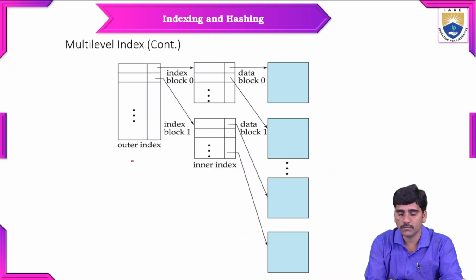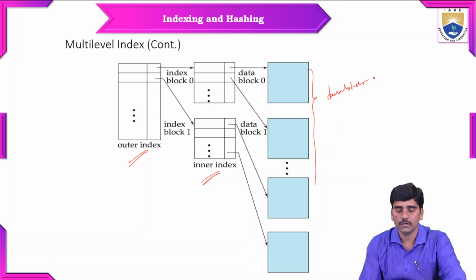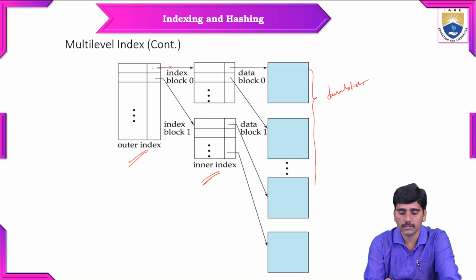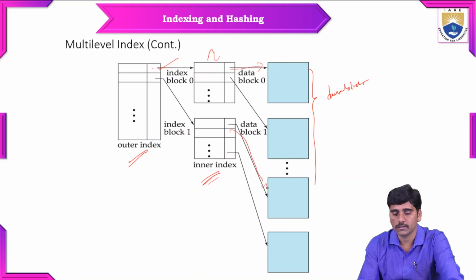Here, this is the outer index, this is the inner index, and these are the data blocks. The outer index contains index block 0, which is the inner index, and the inner index contains the data blocks.